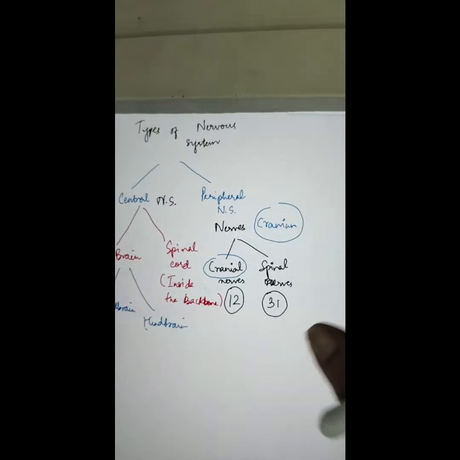So nerves are of two types. It could be cranial nerves or it could be spinal nerves. Cranial nerves will be emerging from the brain and spinal nerves will be emerging from the spinal cord.